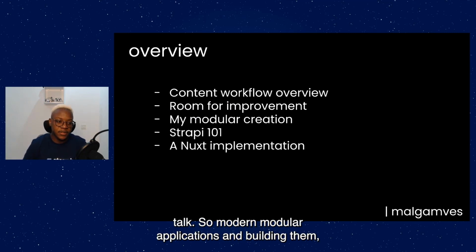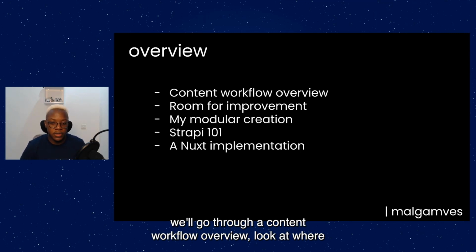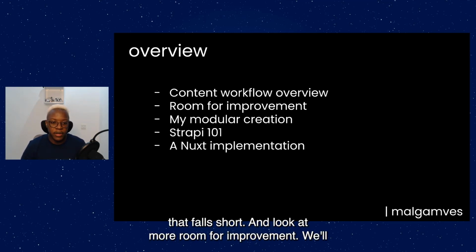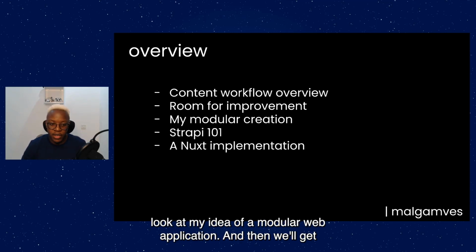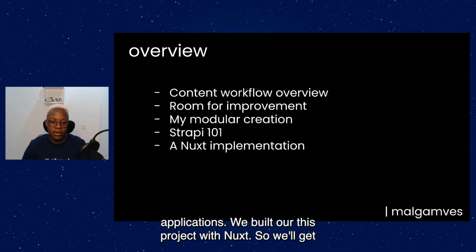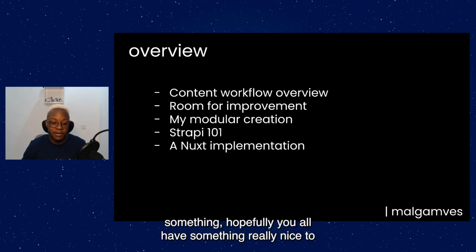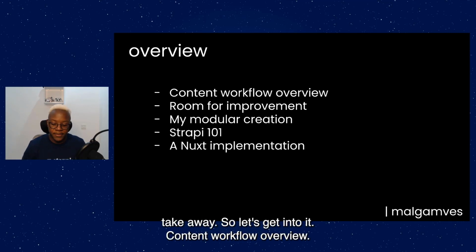And let's get into our talk. So, modern modular applications and building them, of course. An overview of today and what we'll cover. We'll go through a content workflow overview. We'll look at where that falls short and look at more room for improvement. We'll look at my idea of a modular web application, and then we'll get into Strapi, which enables this modular way of building applications. We built this project with Nuxt, so we'll get into how we implemented that, and then we'll end the talk and hopefully you all have something really nice to take away. So let's get into it.